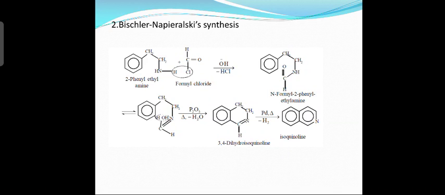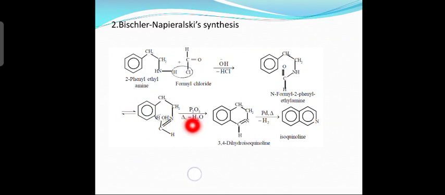Now next synthesis is the Bischler-Napieralski synthesis. In this synthesis, 2-phenyl ethylamine is treated with formyl chloride, and the product is heated with phosphorus pentoxide. So what do you get? 3,4-dihydroisoquinoline. This on dehydrogenation by heating with palladium gives isoquinoline. So first, 2-phenyl ethylamine is heated with formyl chloride in the presence of base, elimination of HCl takes place to give the addition product, N-formyl 2-phenyl ethylamine. This on rearrangement gives this product.